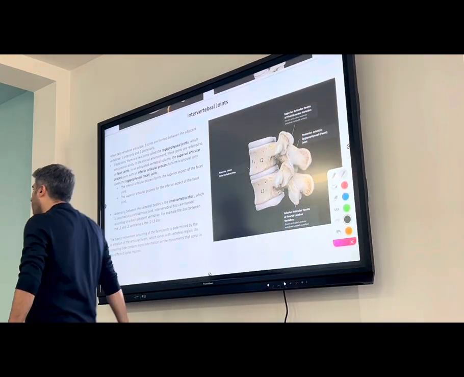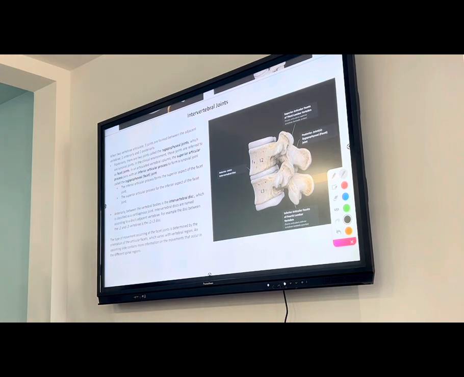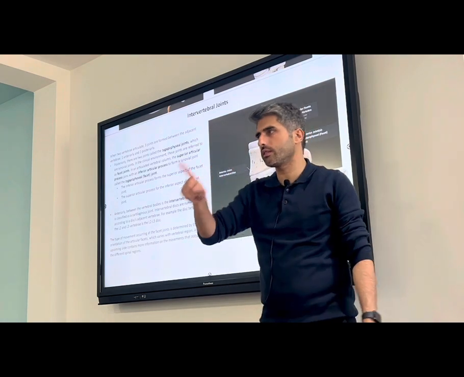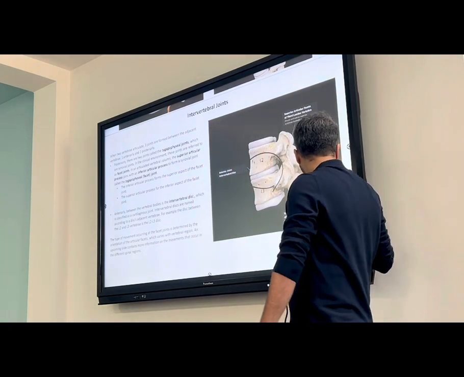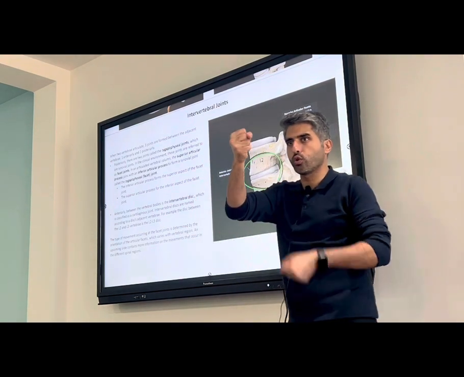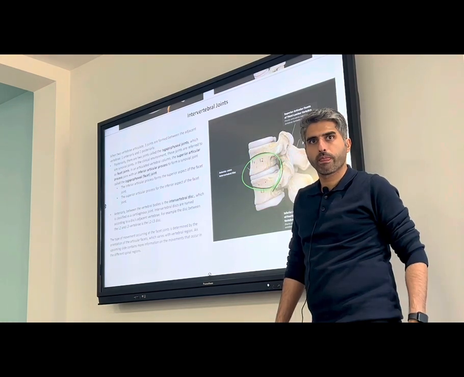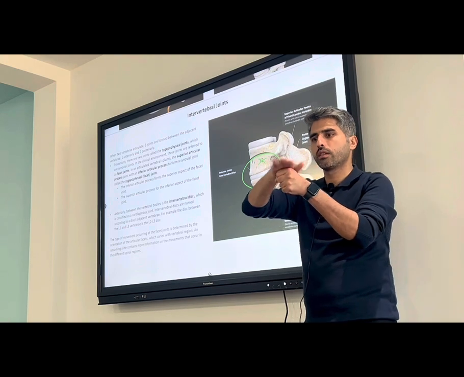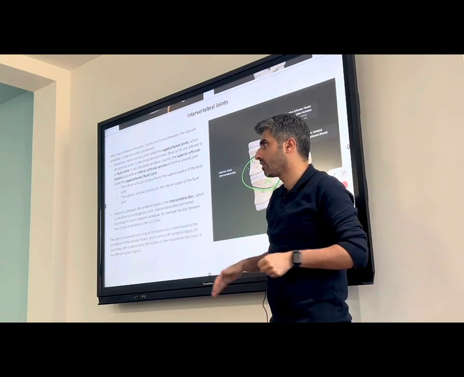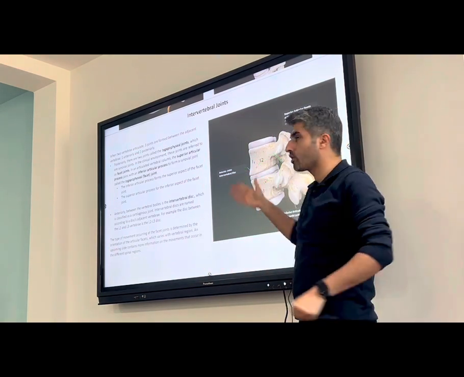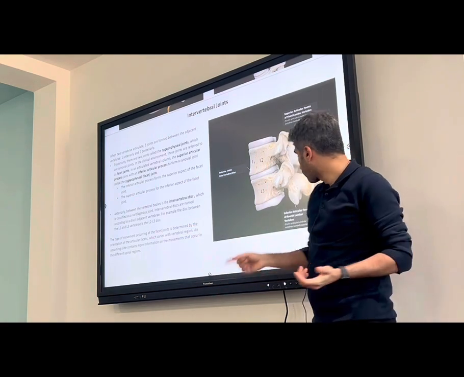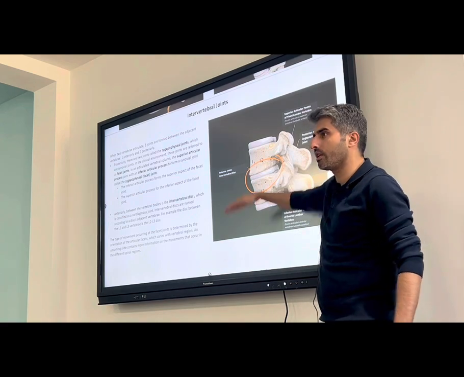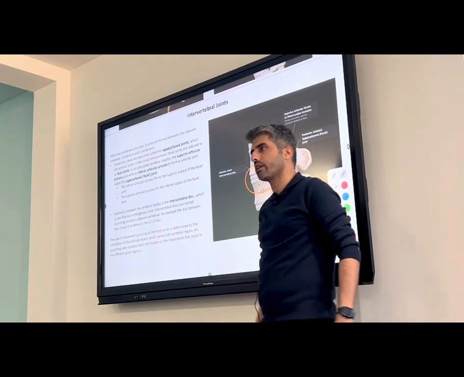Joints of the vertebral column. How many joints do we have between the bones? The most important one is here. Between two bodies we have cartilage, the disc. Intervertebral disc. So this is a joint, yes, because two bones are attached together. Two bones attached together with a cartilage. So this is a joint.